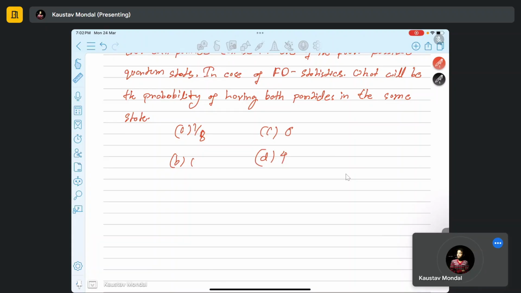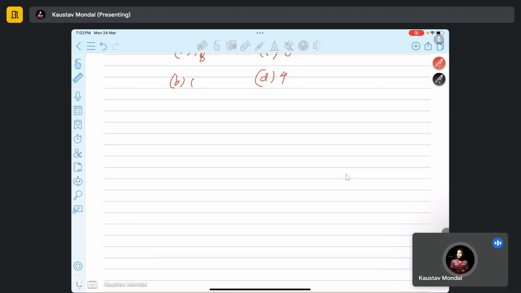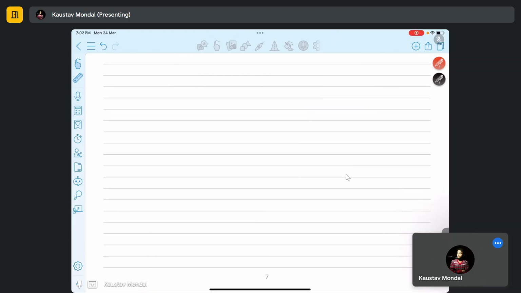So now it's the same kind of problem as the first problem of this. Similarly here, a gas, and each particle can be in one of the four possible quantum states. So previously it was 3, I guess, and now it's 4. And in case of FD statistics, what will be the probability of having both the particles in the same state? So here also it follows the FD statistics. We have already discussed, right? So let me write it one second.